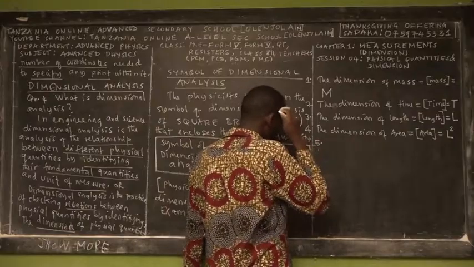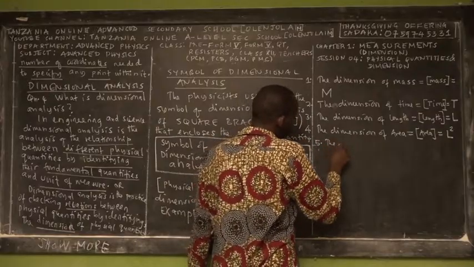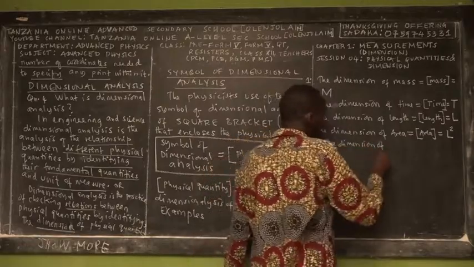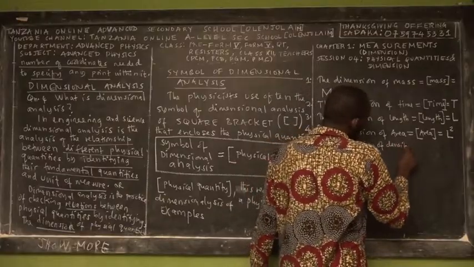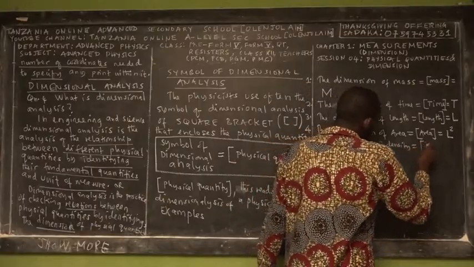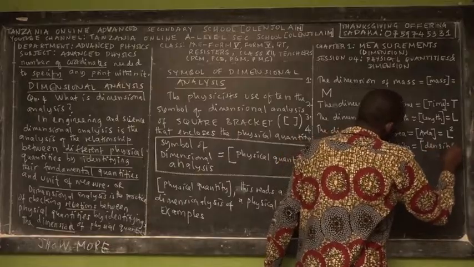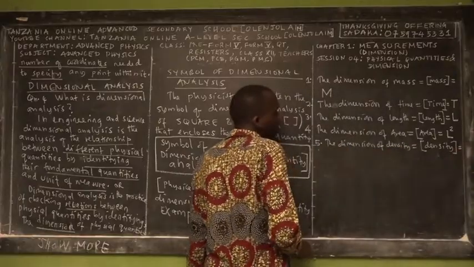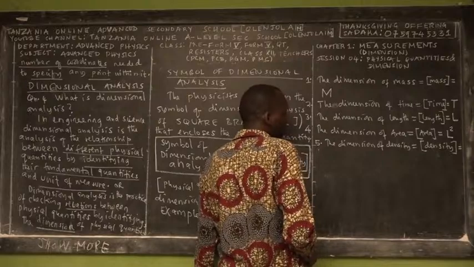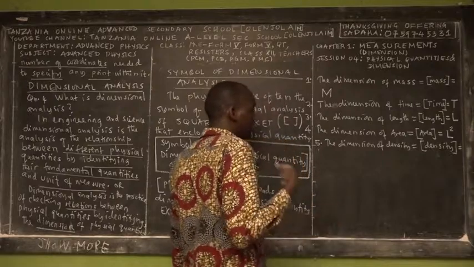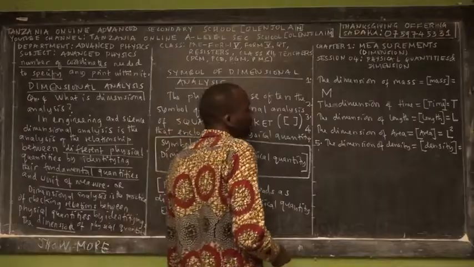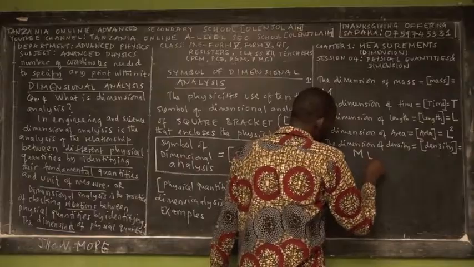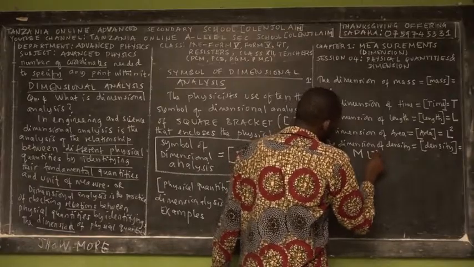Example number 5. Then the dimension of what? The dimension of density. How do we find the dimension of density? We write the square bracket, and then our physical quantity is density, then we close the square bracket. This will be equal to what? The dimension of density, because it's a relative physical quantity which is a ratio of mass and volume, is mass times length to the power negative 3.